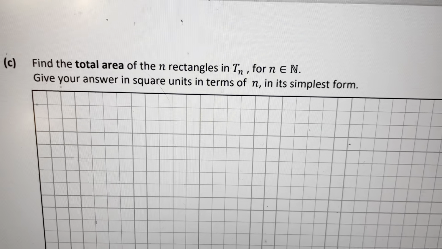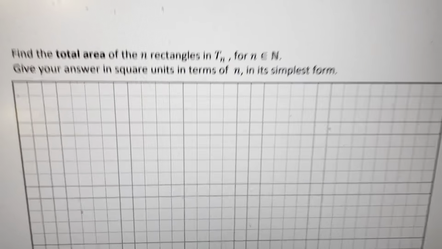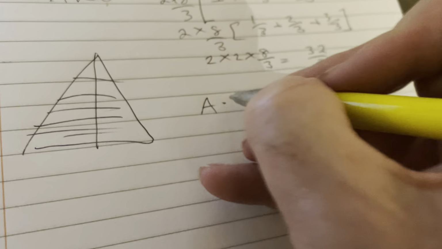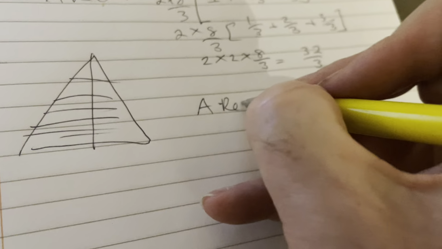Okay, find the total area of the rectangles at Tn. So the area of the rectangles, so let's say it's n now. The area of the rectangles is going to be the height of each triangle, which is 8 over n this time. All of the triangles will have that. What's the base going to be? Well, again, it's going to be twice the base of each triangle.